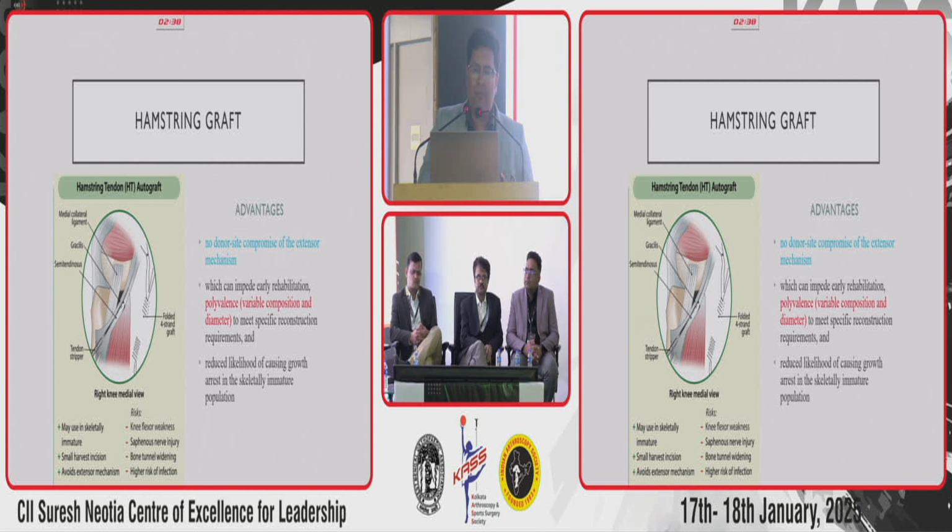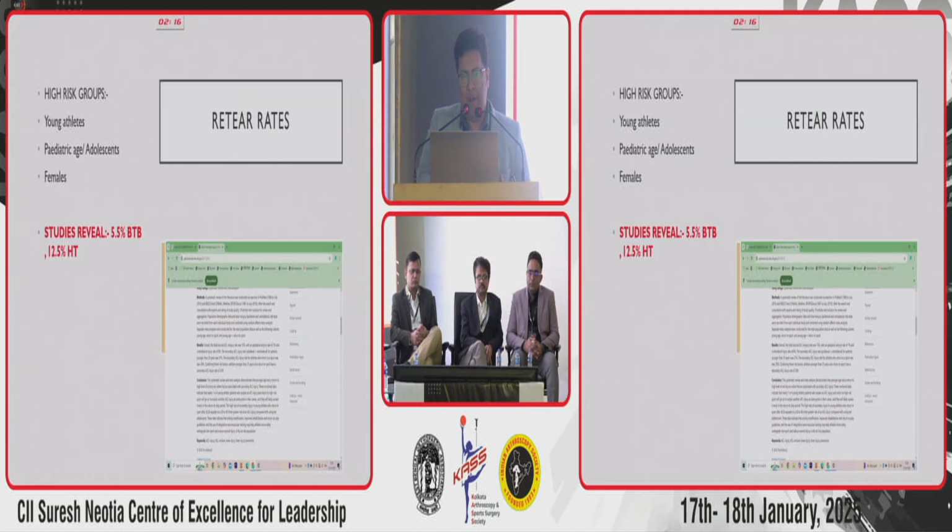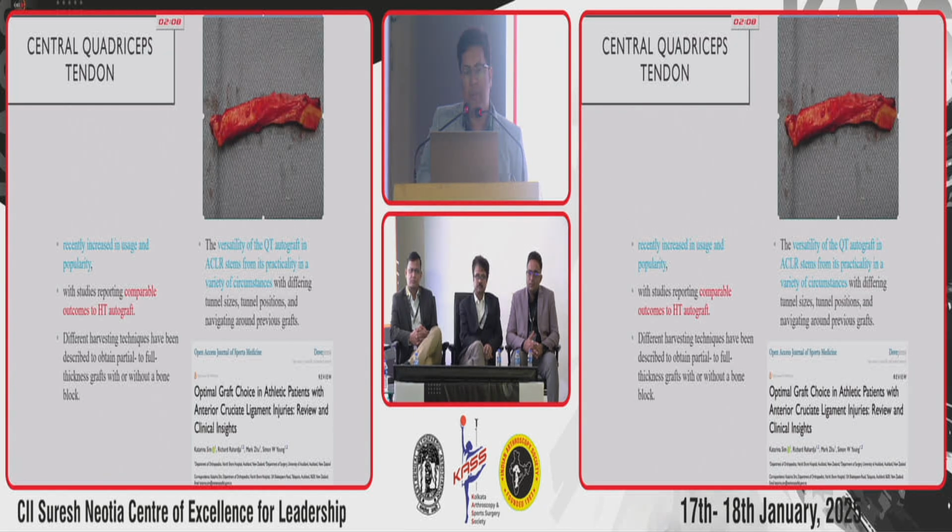One advantage of hamstring is polyvalence, that is variable composition and diameter. Using semitendinosus and gracilis, we can make the graft multifolded and we can adjust according to our surgical options like all inside, inside out, whatever it may be. The re-tear rate is quite more in the case of hamstrings compared to BPTB, and the revision or re-tear mostly occurs in young athletes, pediatric and adolescent age groups and females.